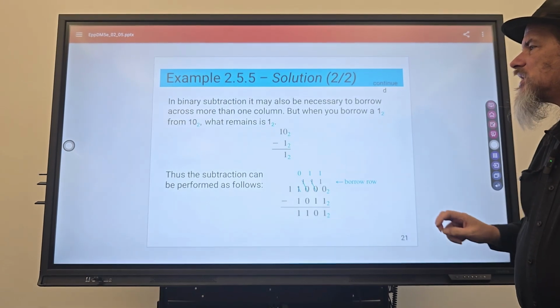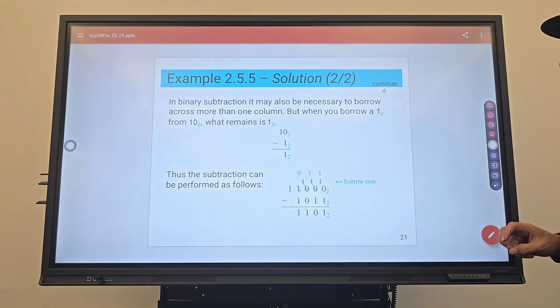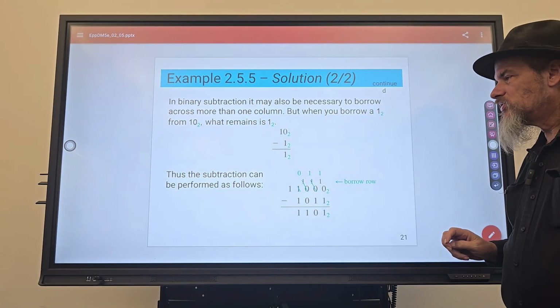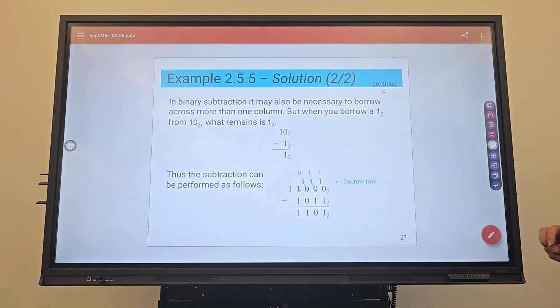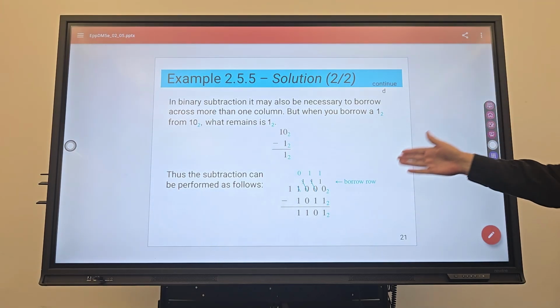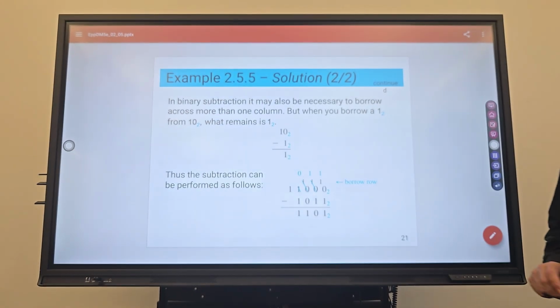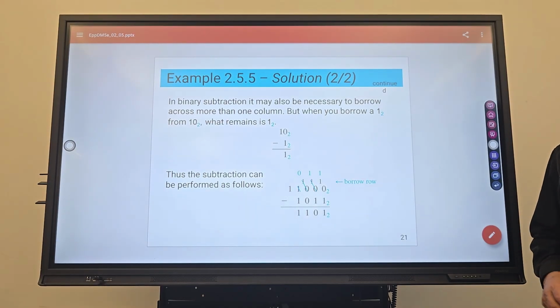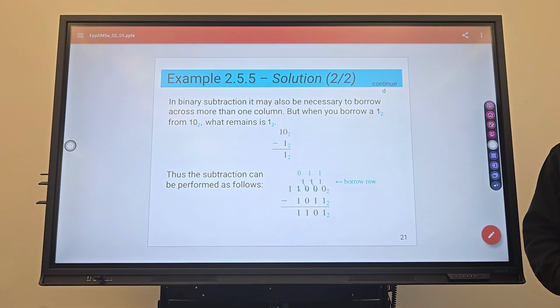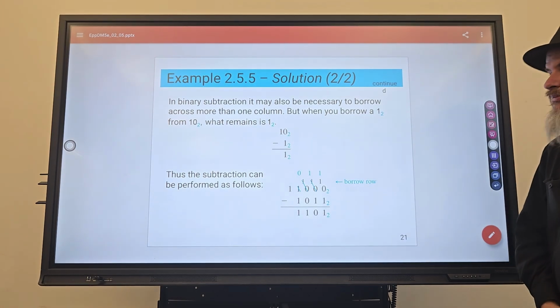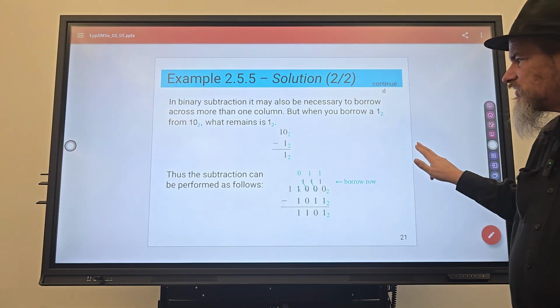So in binary subtraction, it may also be necessary to borrow across more than one column. When you borrow 1 from 10 in base 10, what remains is 1. So the subtraction can be performed like this, which is just a really inefficient way of doing things, but you learn a more efficient way to do subtraction in digital logic using what's called 2's complement, but we'll leave that for that class.